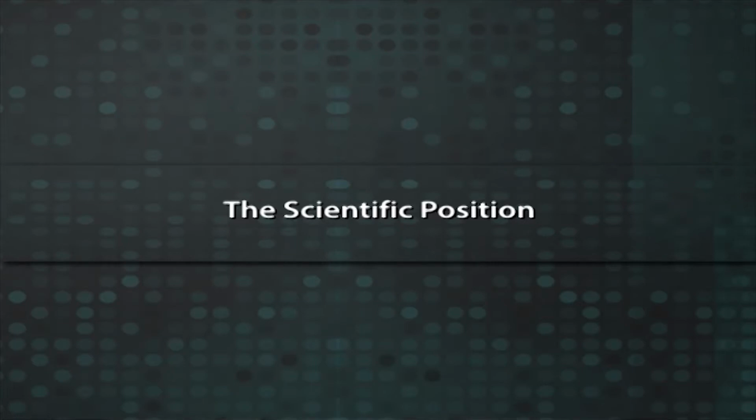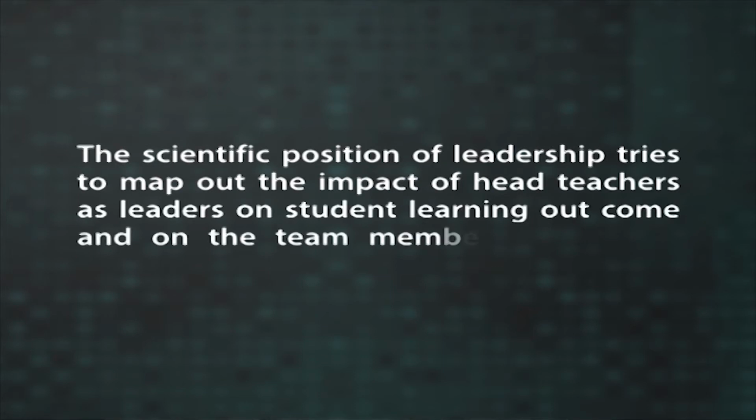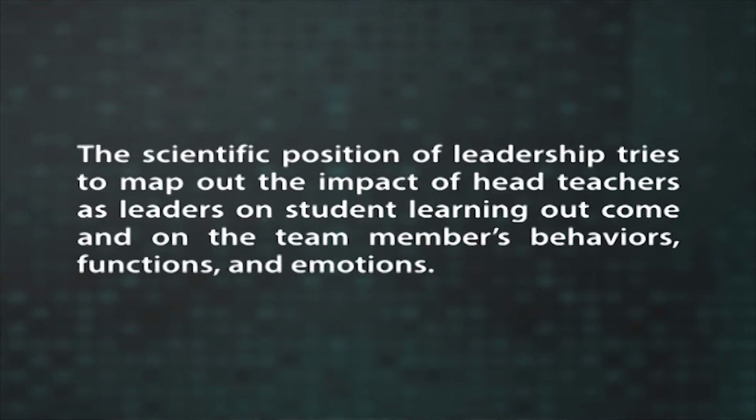The scientific position. The scientific position of leadership tries to map out the impact of head teachers as leaders on student learning outcomes and on the team members' behaviors, functions and emotions. The scientific position is more concerned with generating statistical evidence about the link between policy and practice. Using the data, leadership attributes and skills can be measured and understood, and we can understand what skills and policies improve the outcomes of students. This work has been extensively drawn upon in official policy making.